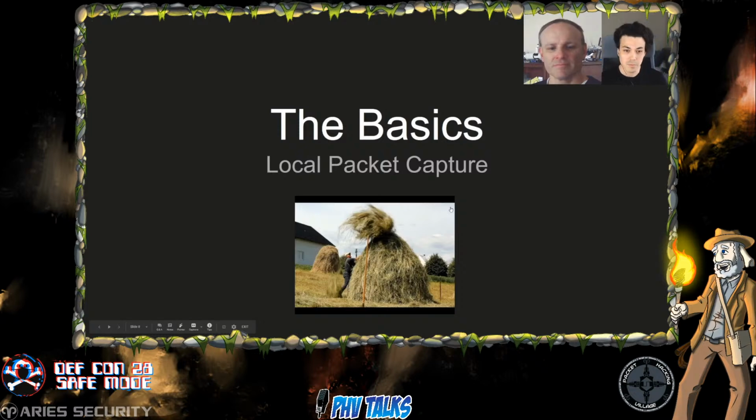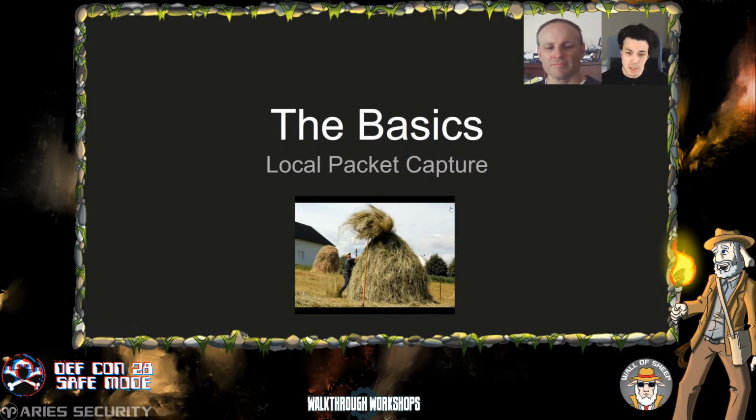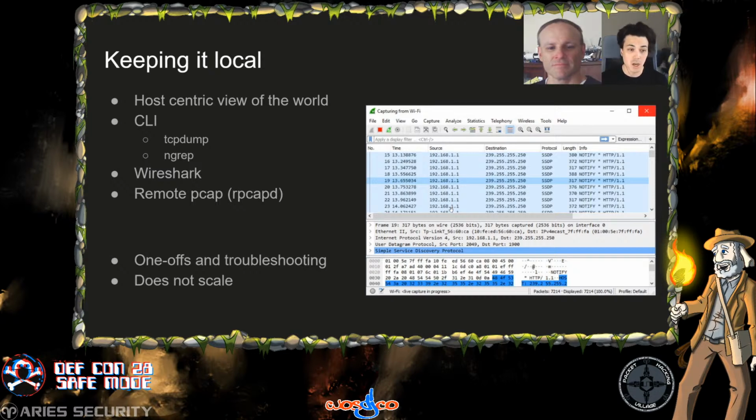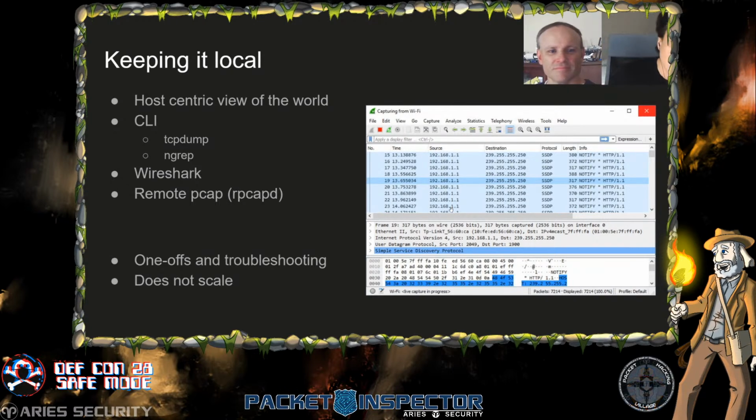So a little bit about the basics. Where do we start? We kind of already mentioned some of these technologies, but when you're just grabbing packets from a single host, from your local host, most commonly you're going to use something like tcpdump, tshark, or Wireshark, actually using a GUI. There are some other ways of getting packets off of a host, like rpcapd or remote PCAP.